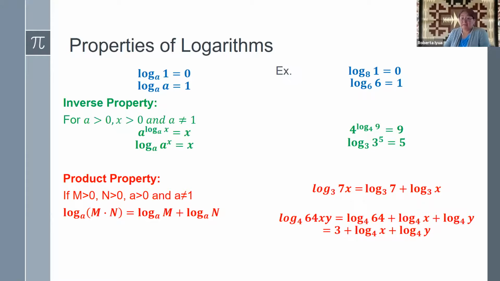If you set log base 4 of 64 equal to x and solve for x, you get 3. So you get 3 plus log base 4 of x plus log base 4 of y.